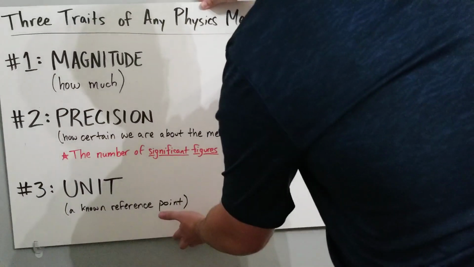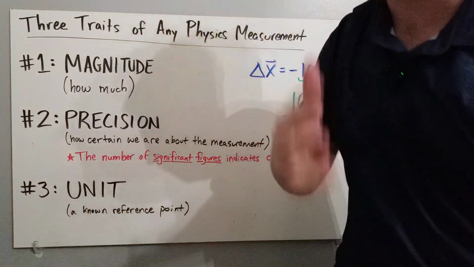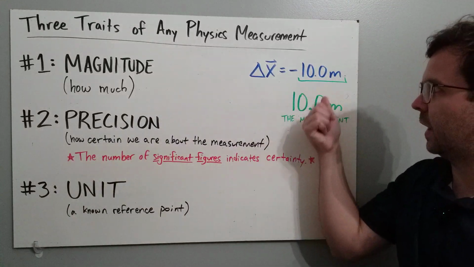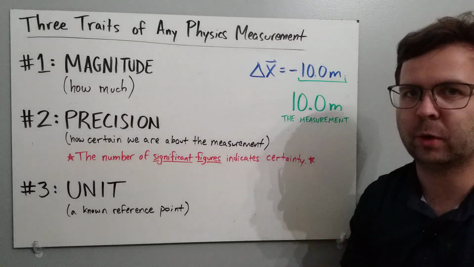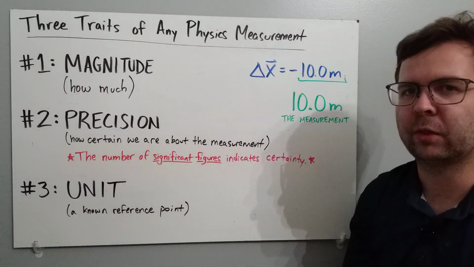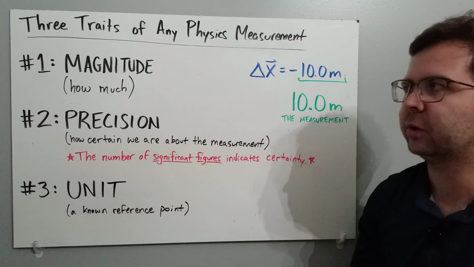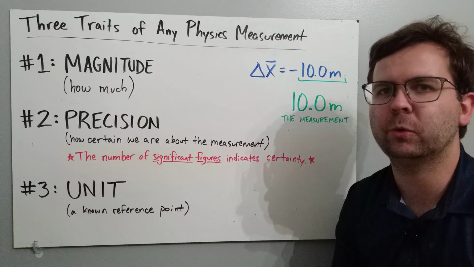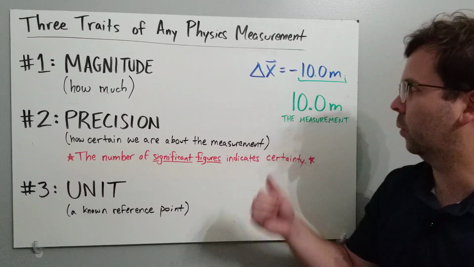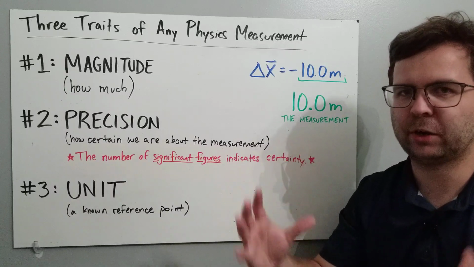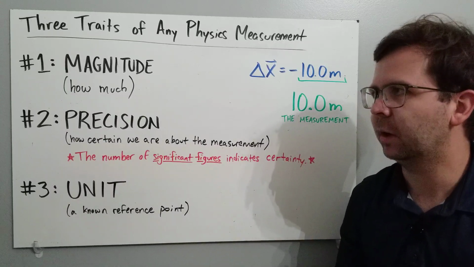So, in physics, each measurement that we make has three traits or characteristics. And we're focusing in on this last little bit of that physics sentence we saw before. I wanted to point out three characteristics or three traits that are included in that measurement. The first is the magnitude. That's a word we use in physics to describe how much. So in this case, the magnitude would be 10, 10.0. A magnitude is just the number that's involved in the measurement.